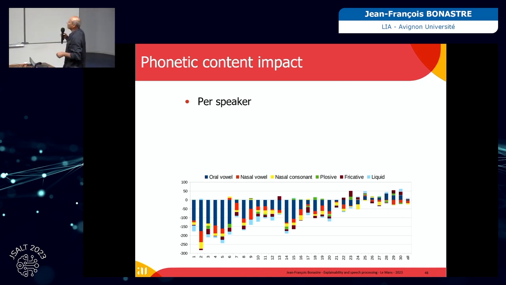And the influence is shown here. For example, the dark blue is the oral vowel, which appears to be the most important one. It's for 30 different speakers and on average on the right. If you are going down, it means that you lost performance when you withdraw the oral vowels, which means that the oral vowels are driving, are important for speaker identification.